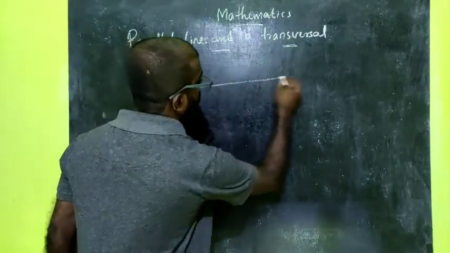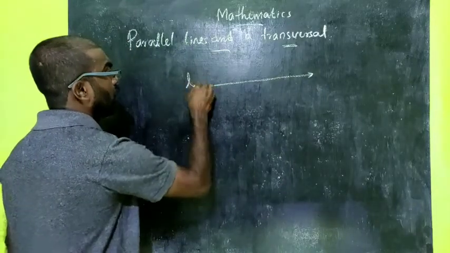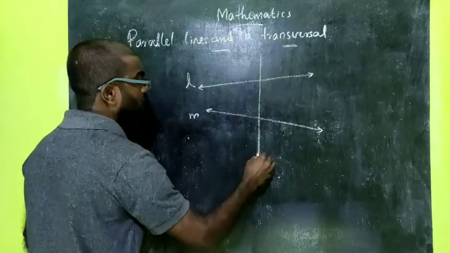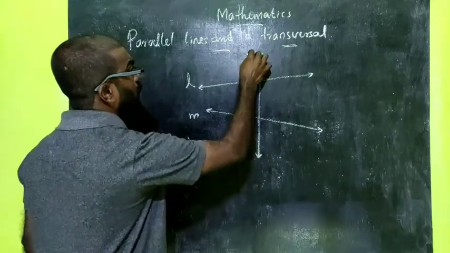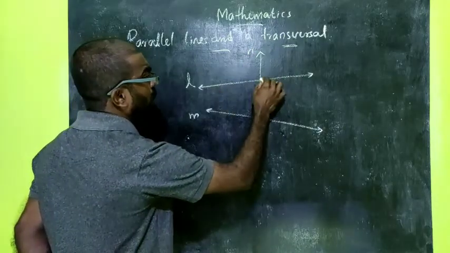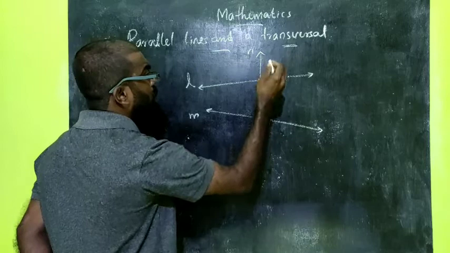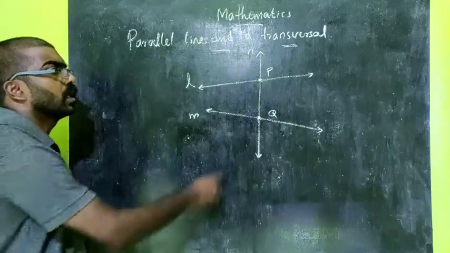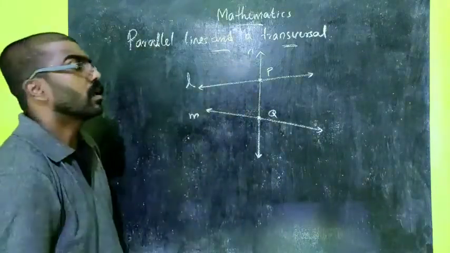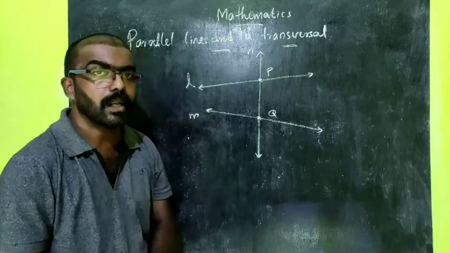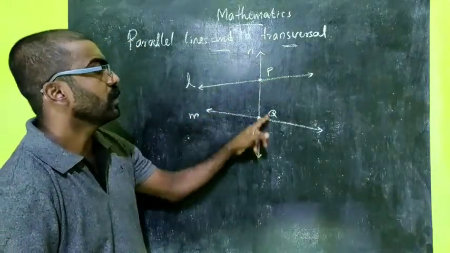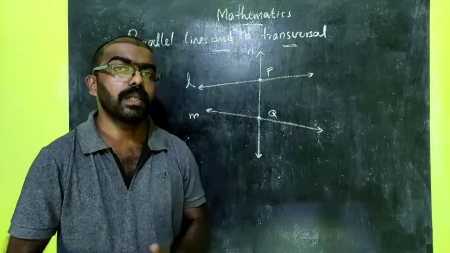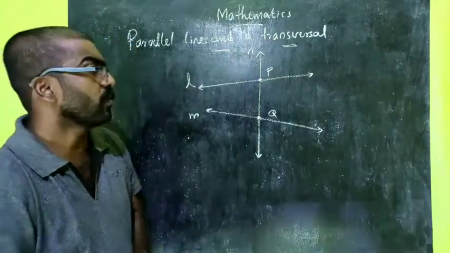Look at the figure. If we draw two lines L and M, and here we can draw another line N. This line meets the line L at the point P and meets the line M at the point Q. So here N is called the transversal because it intersects the other two lines at distinct points, namely P and Q. When a transversal intersects two lines, different pairs of angles are formed. We can discuss them one by one.